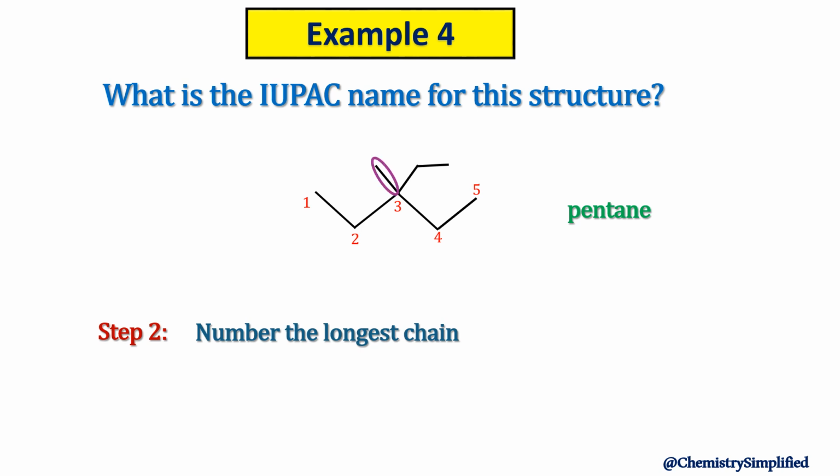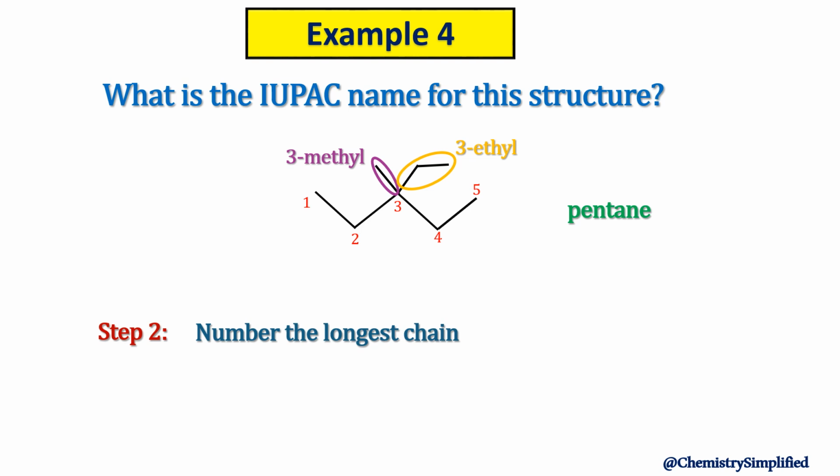Now let's take a look at the substituents. This is the first substituent we see. It only has 1 carbon, so it's a methyl. It's on carbon number 3, so we're going to call it 3-methyl. The other substituent is on the same carbon, but it has 2 carbons. So it's an ethyl. Since it's on carbon number 3 as well, we're going to call it 3-ethyl.